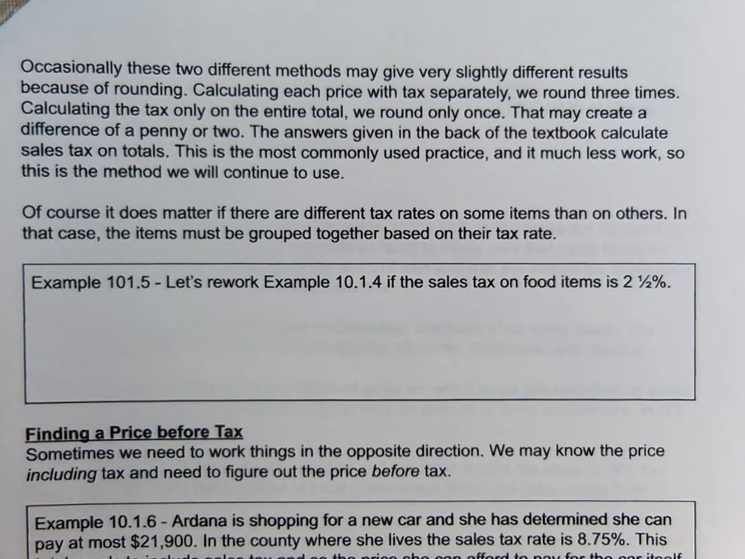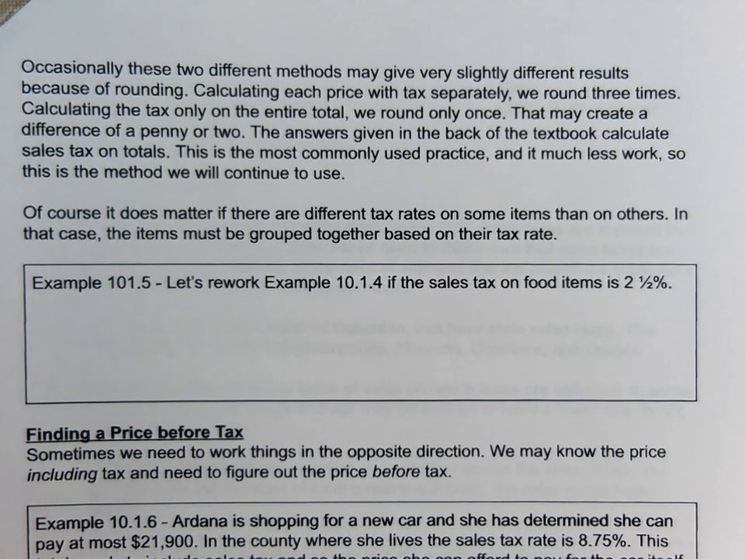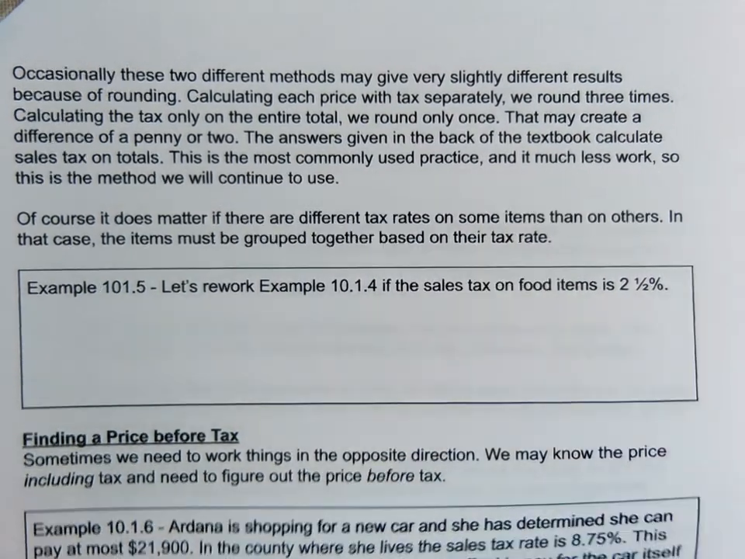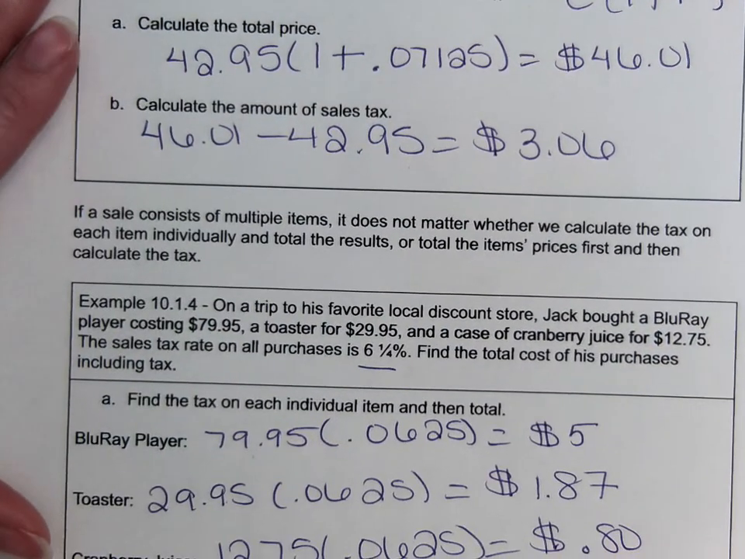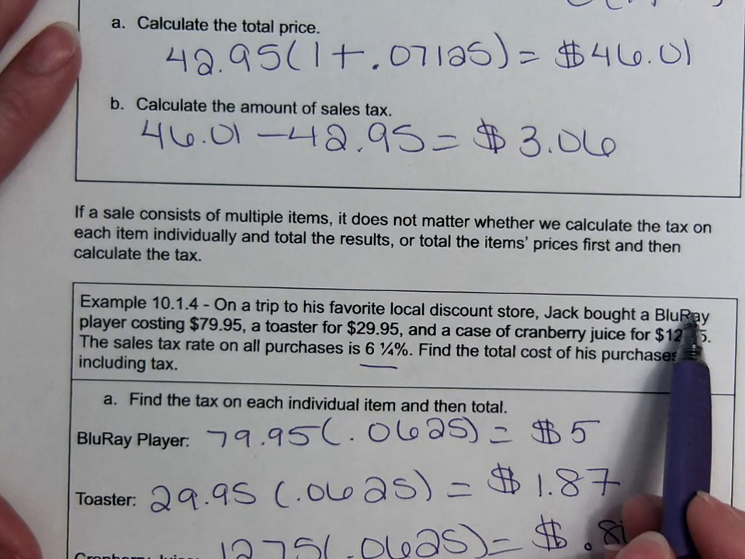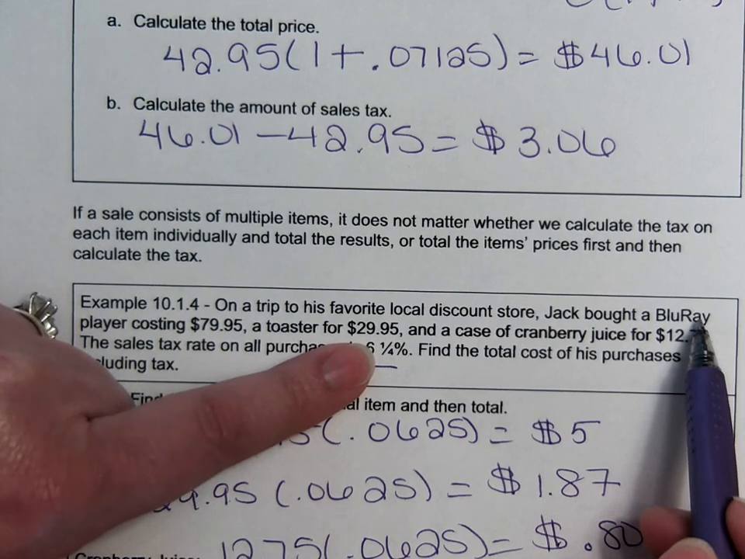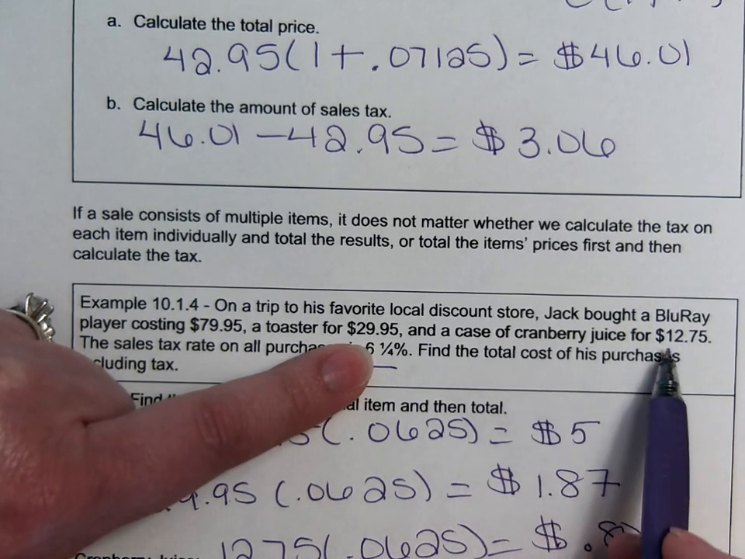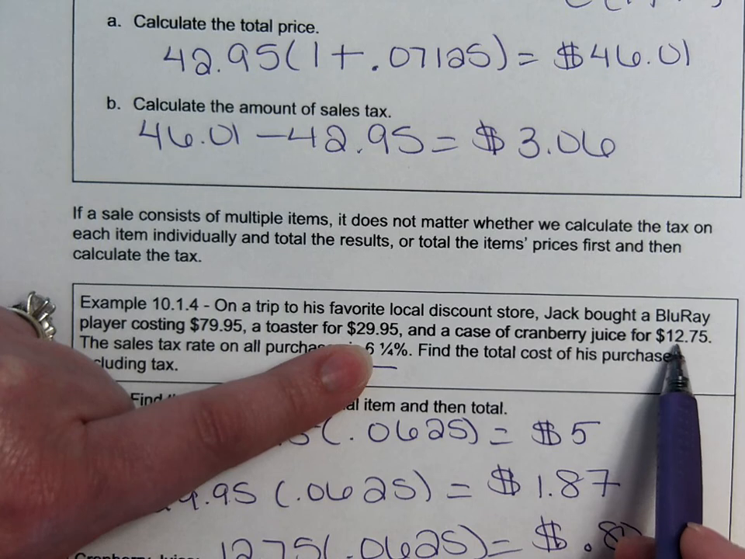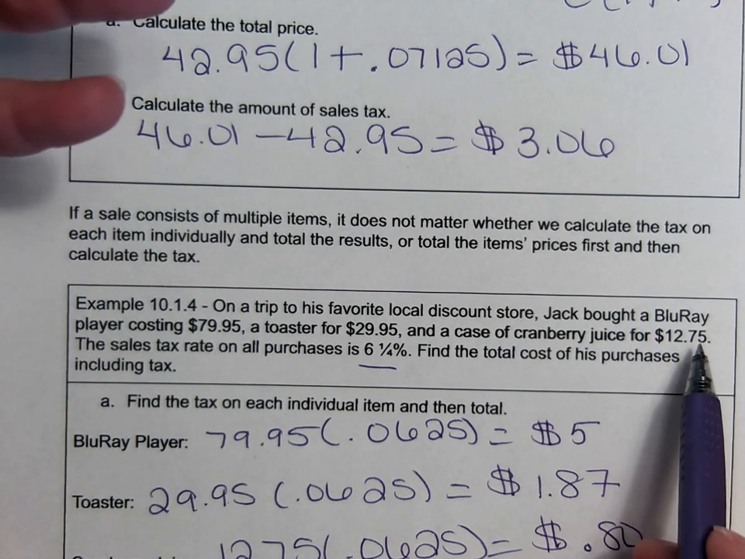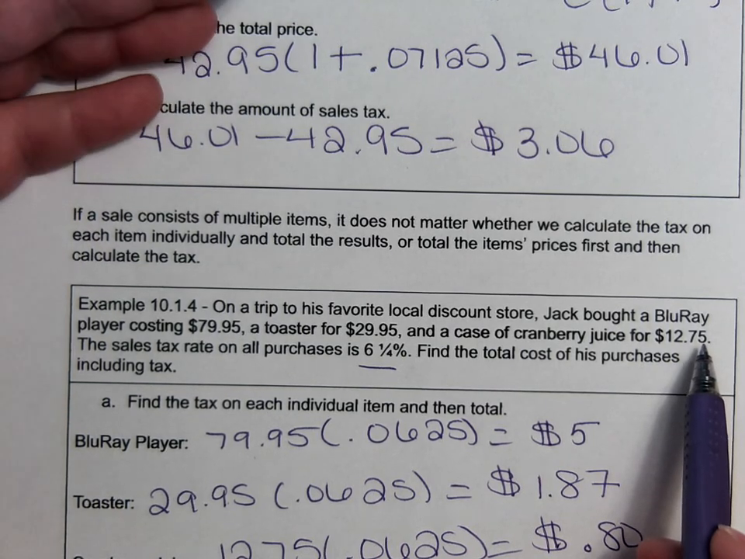So let's rework the last example if sales tax on food items is 2.5%. All right, so we need to go back to that example and look at it. So we have the Blu-ray player for $79.95 and a toaster for $29.95, and then our cranberry juice for $12.75. So the cranberry juice is going to fall under our food category, so that's going to be separate.